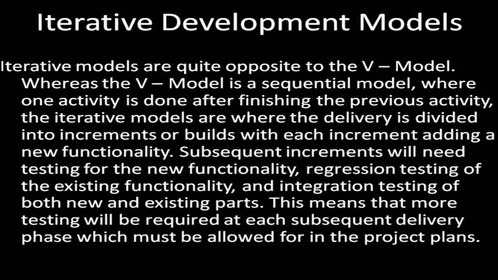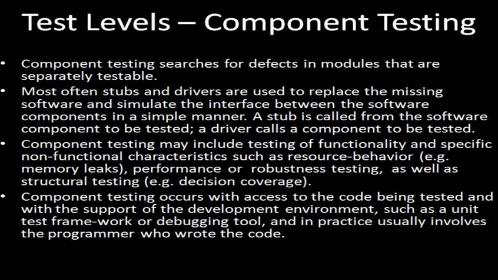In summary, whichever life cycle model is being used, there are several characteristics of good testing. 1. For every development activity there is a corresponding testing activity. 2. Each test level has test objectives specific to that level. 3. The analysis and design of tests for a given test level should begin during the corresponding development activity. 4. Testers should be involved in reviewing documents as soon as drafts are available in the development cycle. Next, we will discuss various test levels.